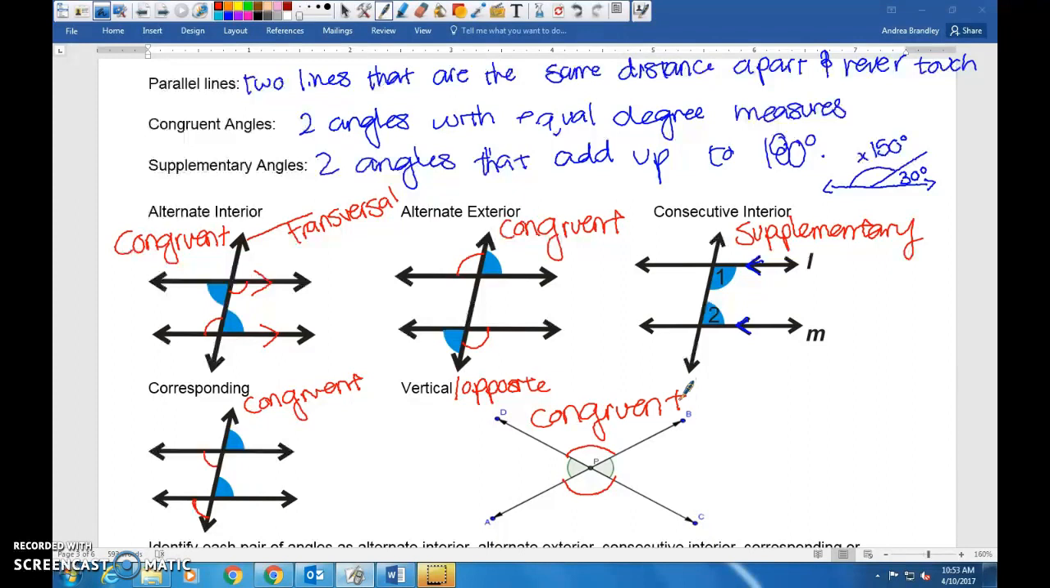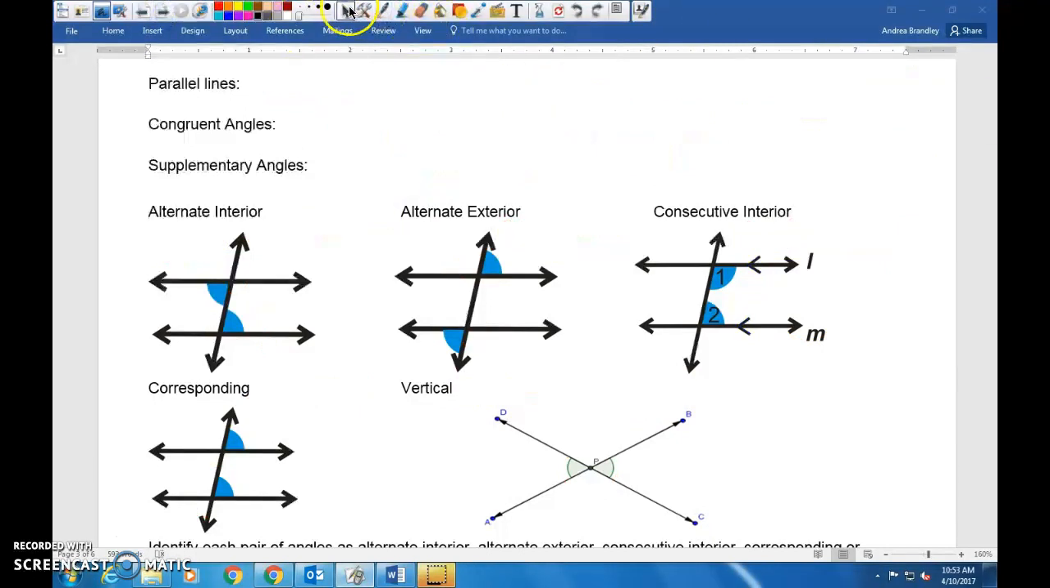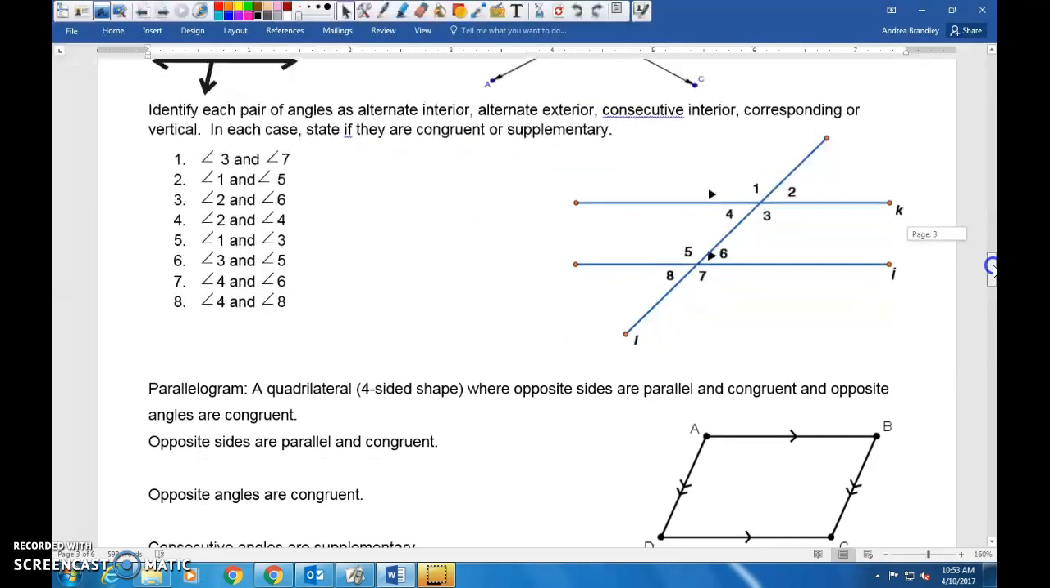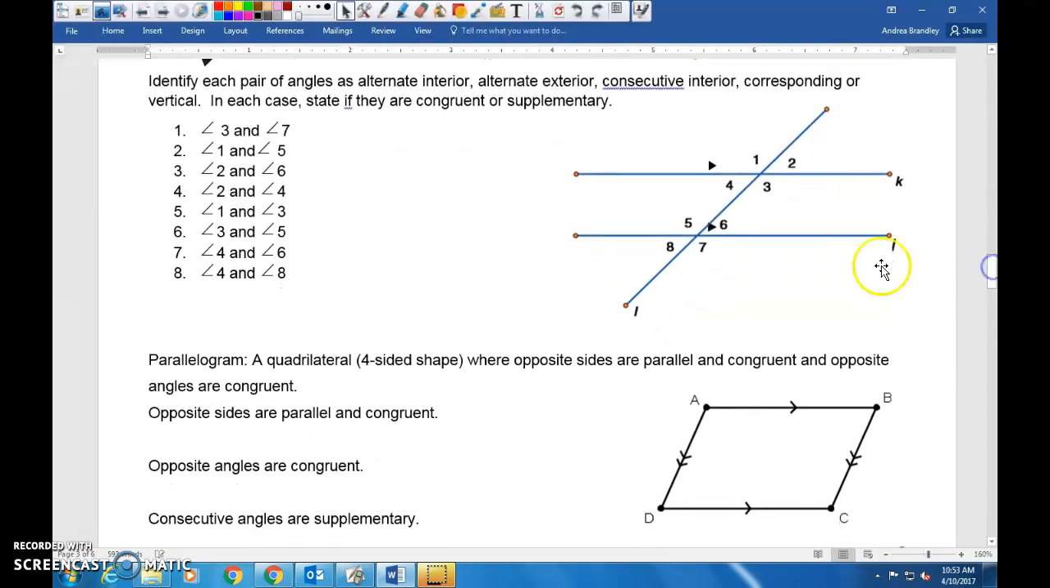So that's kind of a lot of definitions at once, but I think once we start to go through some examples, you should hopefully pick up on them pretty quickly. So we have a figure down here with two parallel lines and a transversal, and our angles are just labeled with numbers. So we're going to go through each pair of angles and decide what type they are. Are they alternate interior, alternate exterior, consecutive interior, and so forth? And also decide if they're congruent or supplementary.